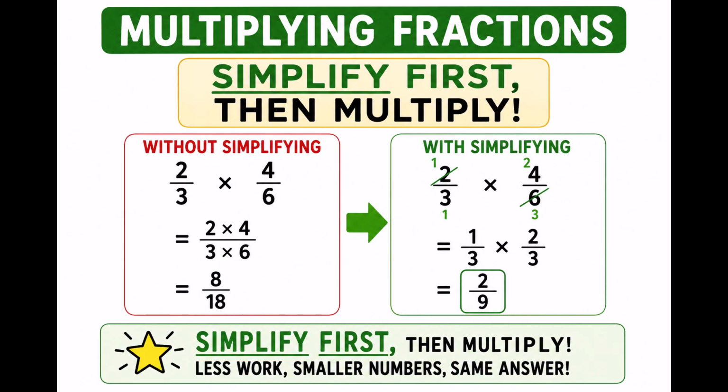So without simplifying, let's look at the example 2/3 multiplied by 4/6. On the left side, if we don't simplify first, we multiply 2 times 4 equals 8. And then we do the denominators. 3 times 6 equals 18. So that gives us 8 over 18 as the answer.